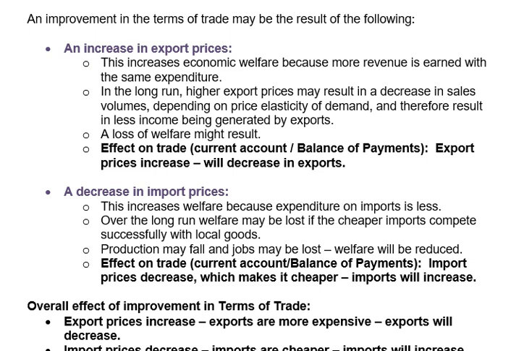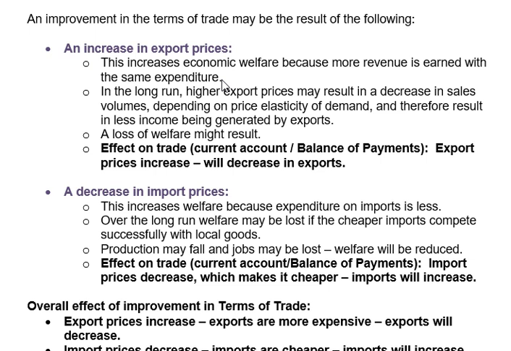Right. So we said an improvement in the terms of trade can be as a result of two things happening. Either there will be an increase in export prices, or there will be a decrease in import prices. Now, if there's an increase in export prices, we said that this will increase the economic welfare because we are earning more for our exports. Whatever we export, we are earning more. The revenue for our exports will increase. And because there's more revenue, obviously from the exports we can also afford to import more. So more goods are available and living standards will increase.